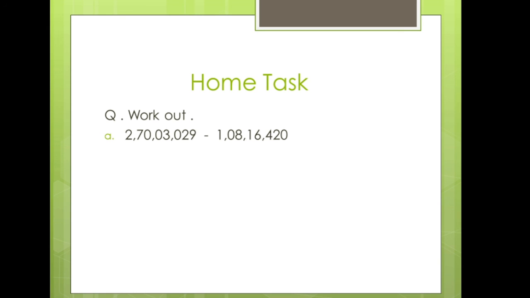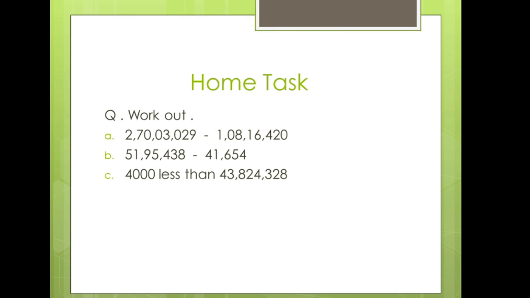Now, there is a home task given. The question says to work out the given questions: A part, B part, C part. In the C part, there is a statement: 4,000 less than this number. 4,000 less than means that you have to subtract. The D part again: 500 less than the given number. It means that you have to subtract 500 from the given number.